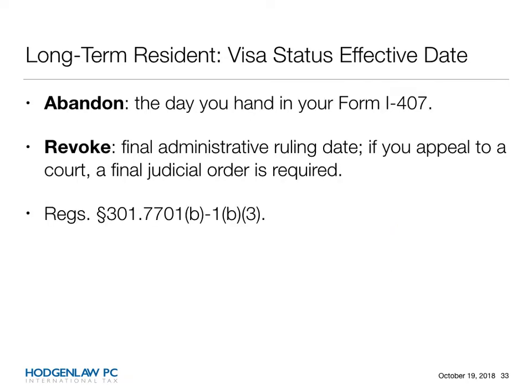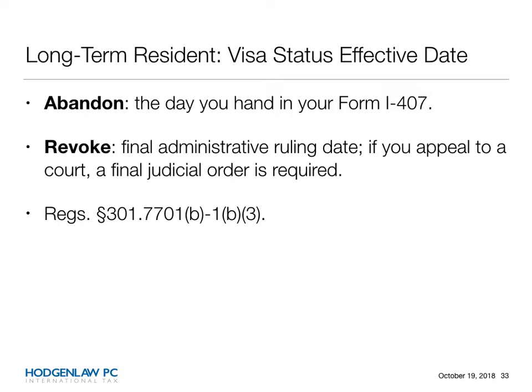The expatriation date, meaning the date that your visa status terminates, is either the day that you hand in your I-407 at the embassy or consulate, or if you go through a bunch of administrative and judicial hoo-ha, it's the date of the final order. So that is an easy date to figure out.